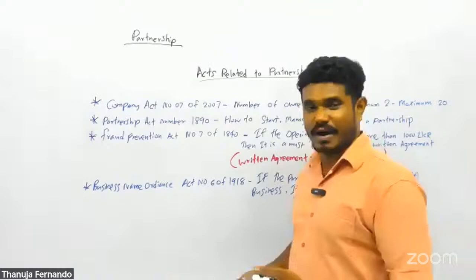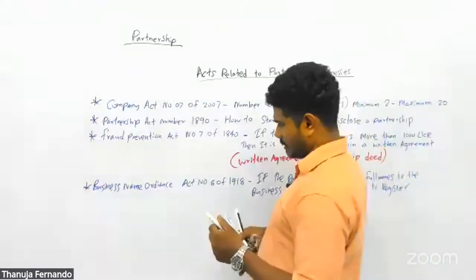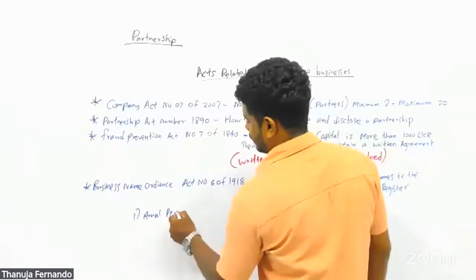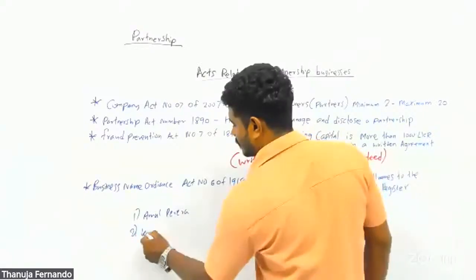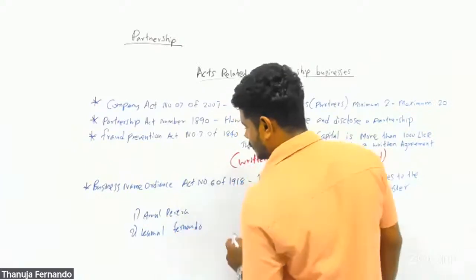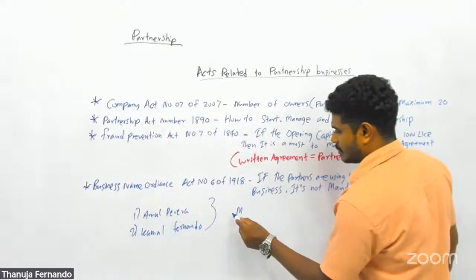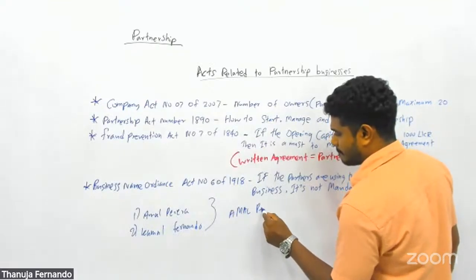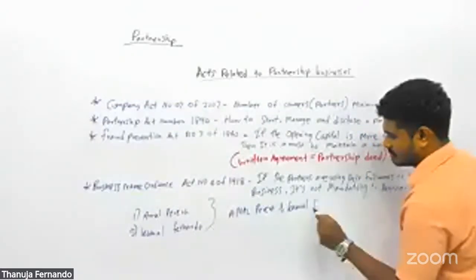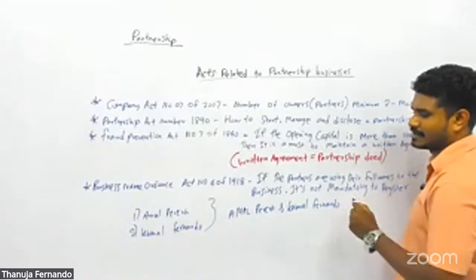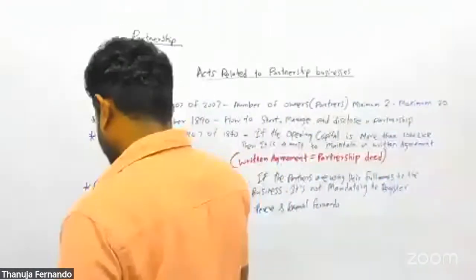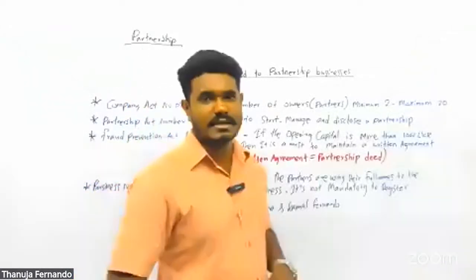Let's say that there are two partners, Amal Pereira and the other Kamal Fernando. Then the name would be Amal Pereira and Kamal Fernando partners. එතන partners 10 දෙනෙක් ඉන්නොත් 10 දෙනාගේ full name දාලා පටන් ගන්නවා. Then it is not mandatory to register. If not, it is mandatory to register.